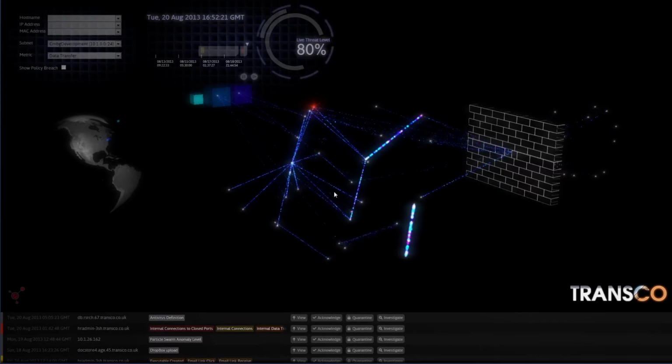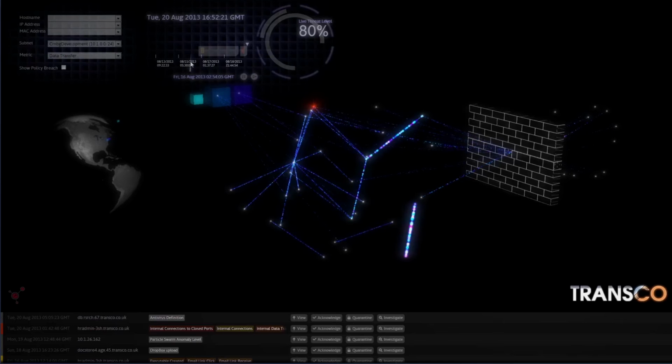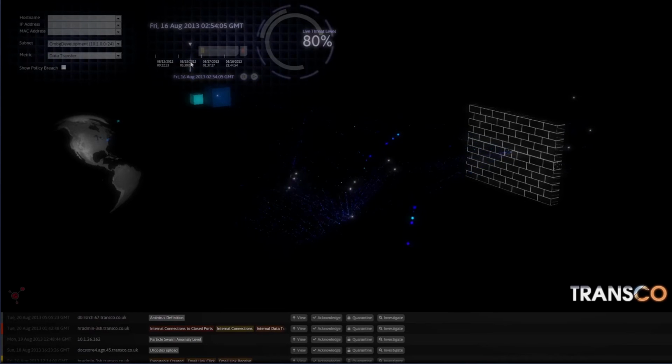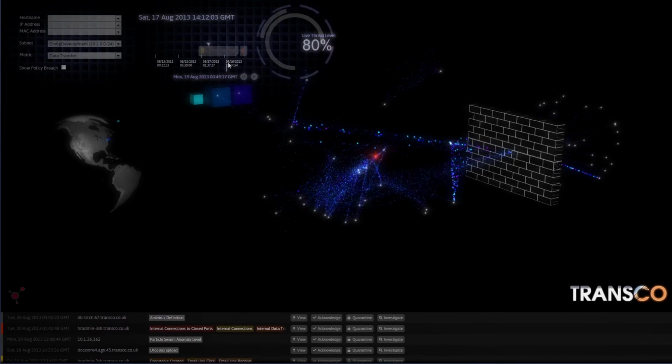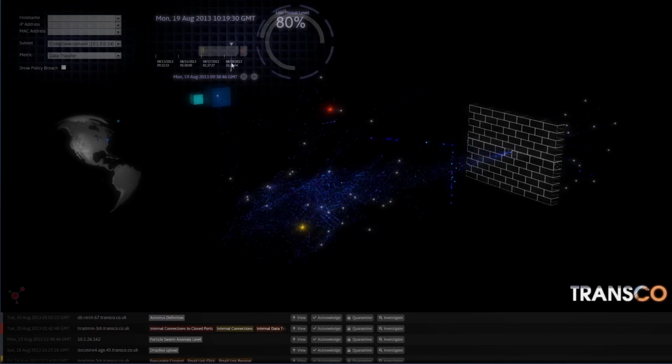Using the timeline at the top of the visualizer, we can go back in time and see what happened internally before the anomaly was detected. Here, we can observe how the anomaly emerged and then play in real time to give us the live view.